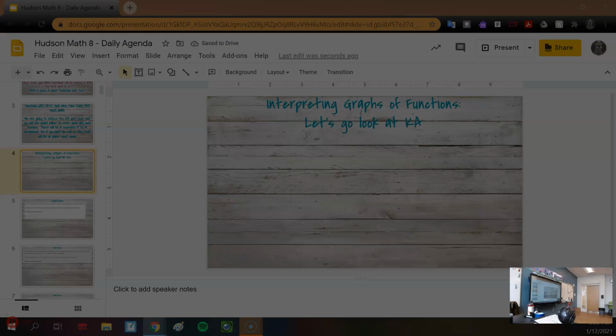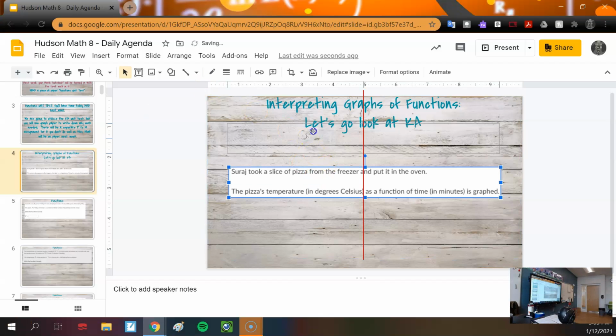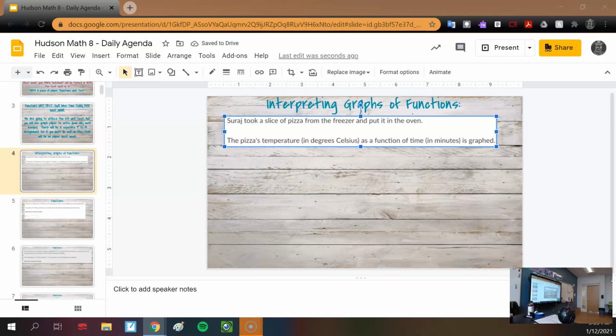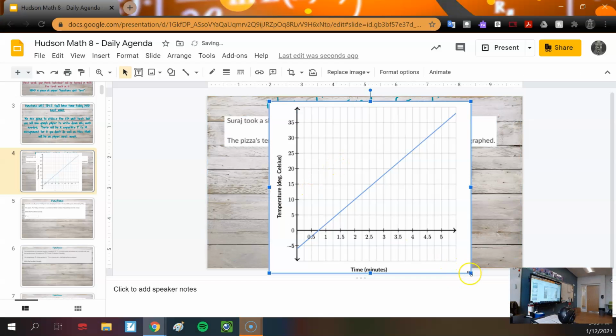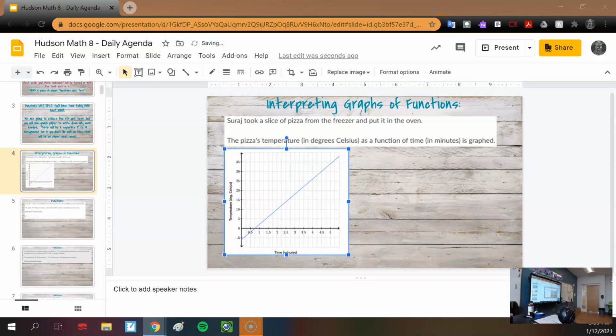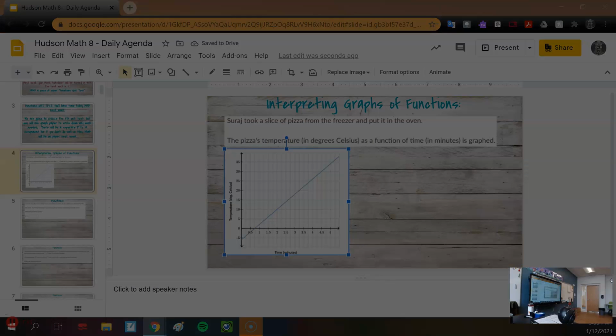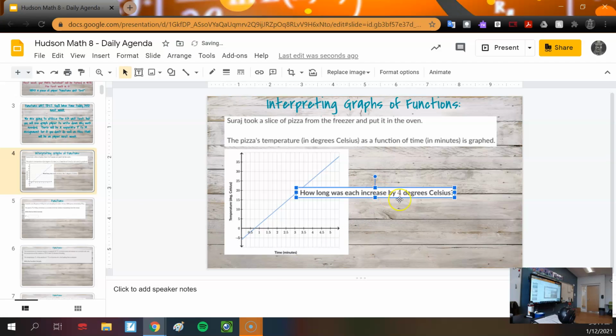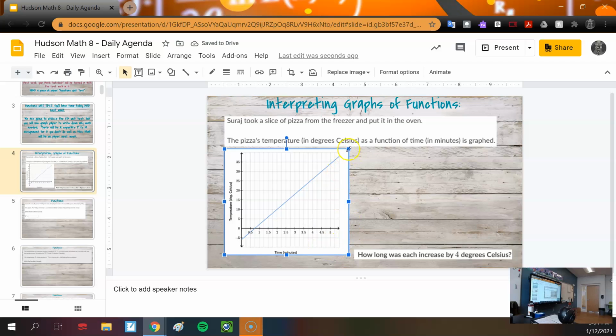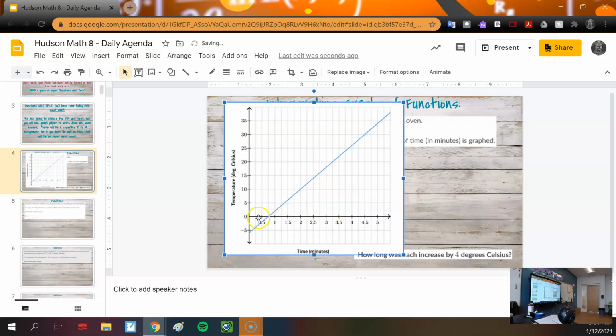Trash took a slice of pizza out of the freezer, put it in the oven. I really don't think this would actually happen if we're really tracking real life things, but we'll go with it. So then the question they ask us is, how long was each increase by 4 degrees Celsius? A weird question because they're not looking for the unit rate. What they're looking for is how long did it take, right? How long was each increase by 4 degrees Celsius? Well, if we look for an increase of 4 degrees Celsius, wait, I can't see that from the graph. Oh, we're going to have to do some math.